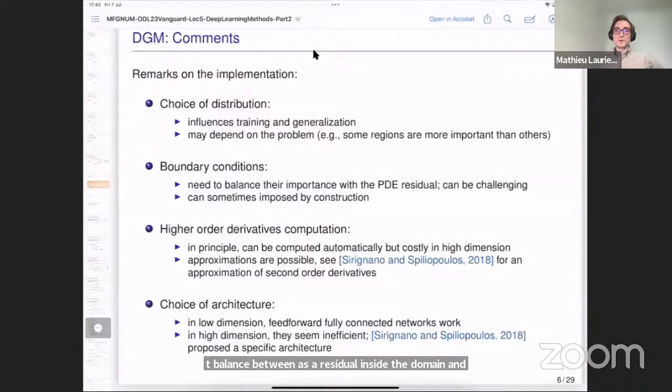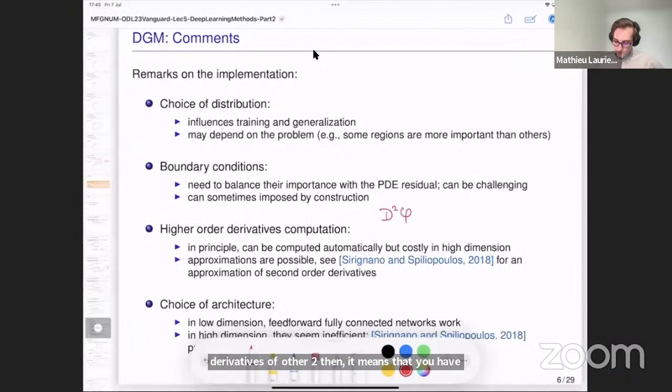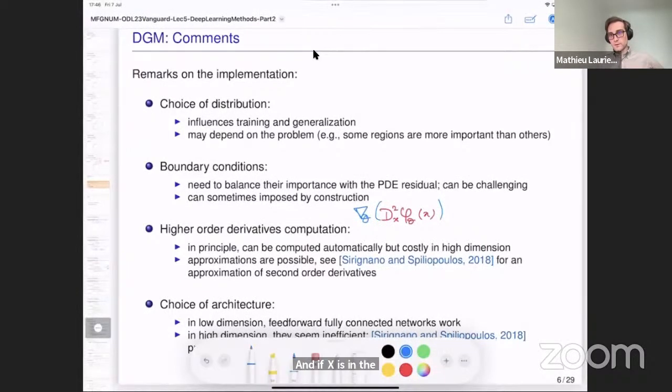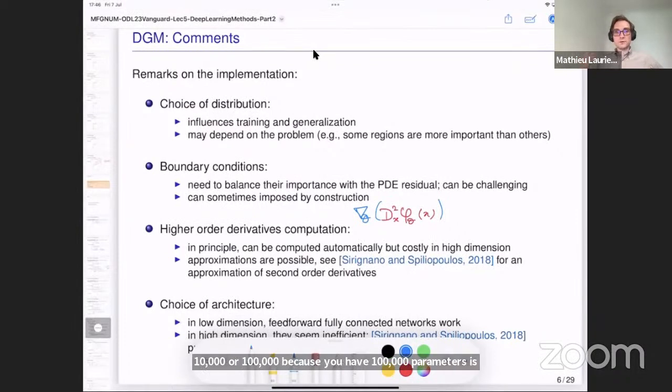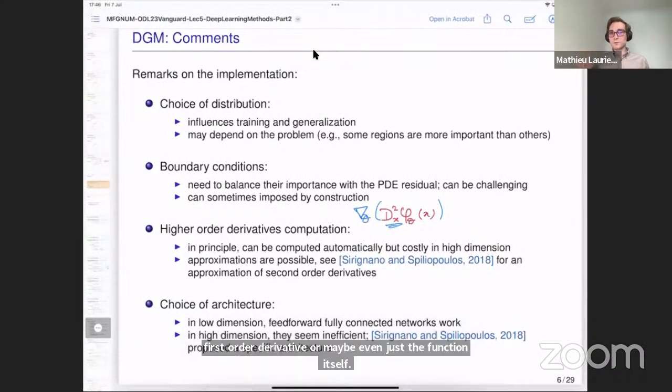Higher order derivatives. If you want to compute derivatives of order 2, then you have this d2 of phi theta with respect to x. On top of that, during the gradient descent, you are going to compute the gradient with respect to theta. So it means already a third order derivative. And if x is in dimension 100, this is going to be very costly. And theta is in dimension 10,000 or 100,000, because you have 100,000 parameters. It's going to be costly, even though in principle, TensorFlow can do it for you. Still, computationally it's going to be expensive. So there are some approximations you can do. For instance, for second order derivatives, Sirignano and Spiliopoulos in their paper have some ways to approximate the second order derivative by using only first order derivatives, or maybe even just the function itself. So you can try to reduce the complexity in this way.